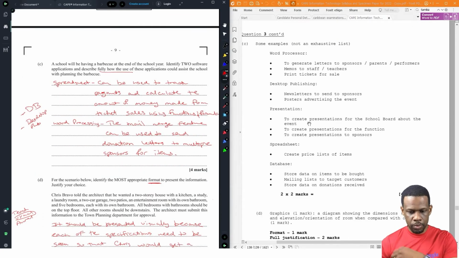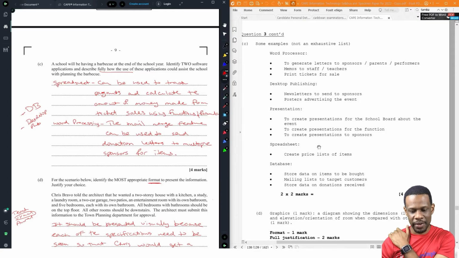Alright, the school barbecue, they have word processor to generate letters to sponsors. Alright, we had that desktop publishing. That's for newsletters. Presentation to create presentations for the school board about the event. Way boy, that's correct. To sell it to the school board. Here's why we should have a barbecue.